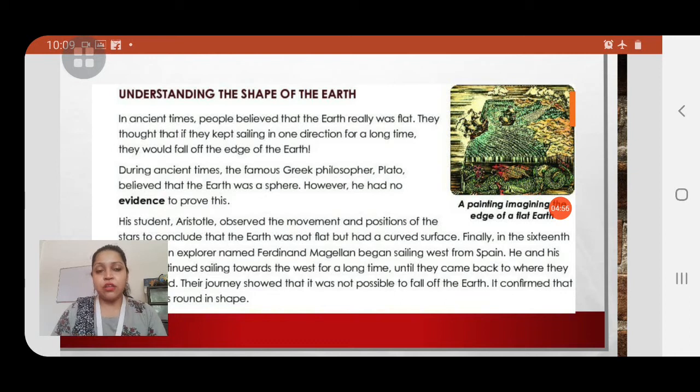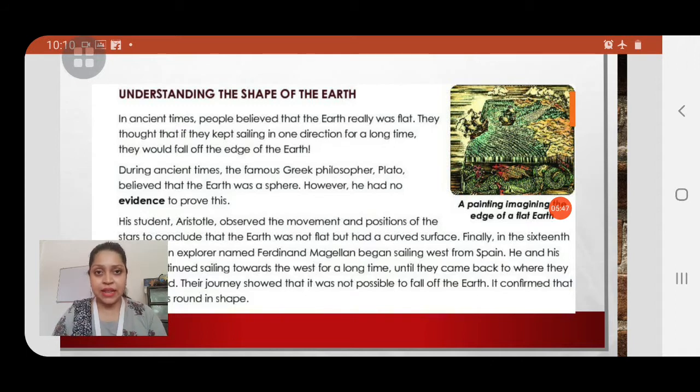It's an oblate sphere. So children, who was the first person to say that the earth was a sphere? It was the Greek philosopher Plato, and he had no evidence. He didn't have any proof. It was his disciple, his student Aristotle, who gathered evidence. He watched the movement and positions of the different stars present in the sky, and then he concluded that the earth was not flat but had a curved surface. But he didn't say that the earth was totally round or a sphere or an oblate sphere. He only said that the earth had a curved surface. Then in the 16th century, only 400 or 500 years back, it was the explorer Ferdinand Magellan.